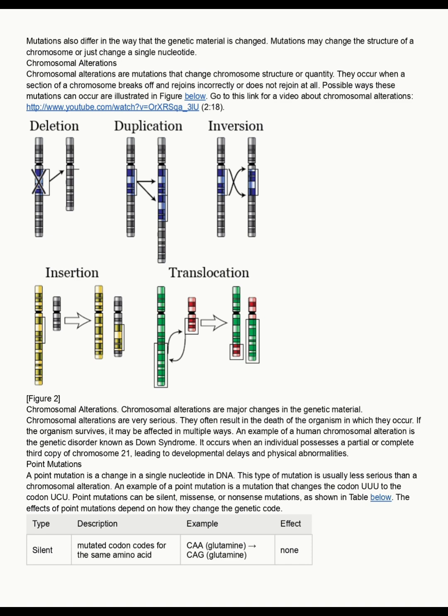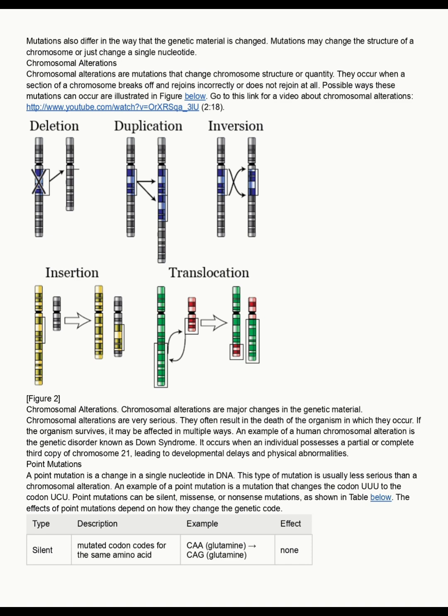Chromosomal alterations are major changes in the genetic material. Chromosomal alterations are very serious. They often result in the death of the organism in which they occur. If the organism survives, it may be affected in multiple ways.